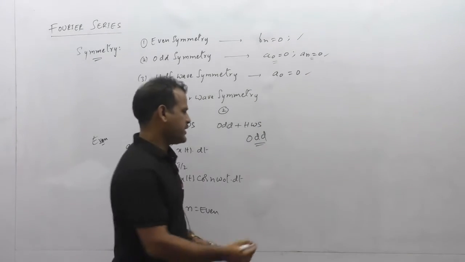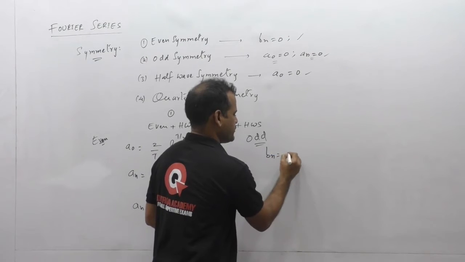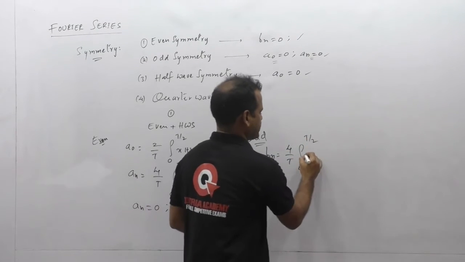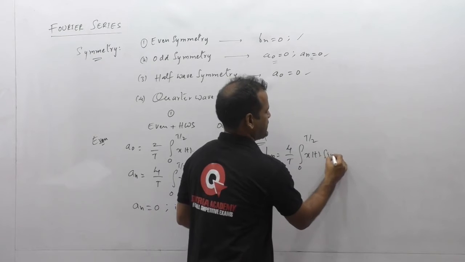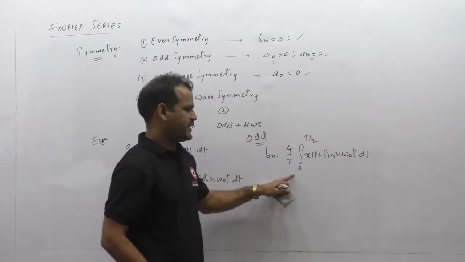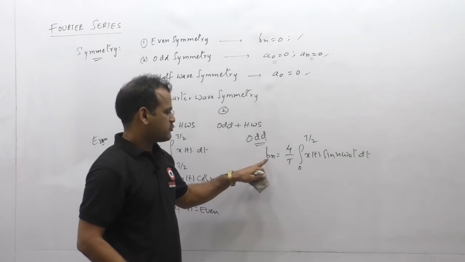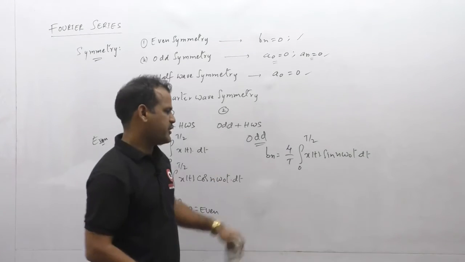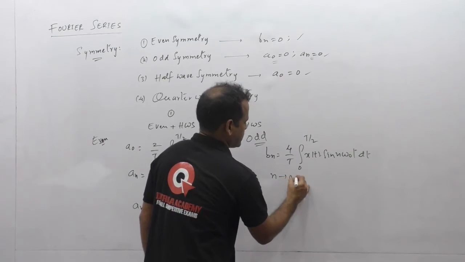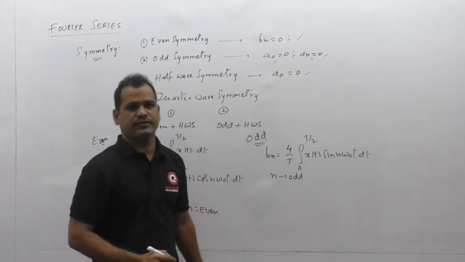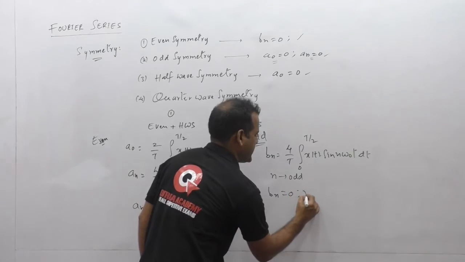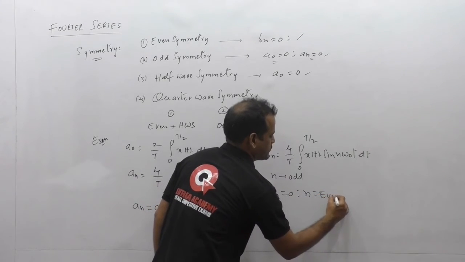Similarly, for odd symmetry, we are having A0 0 and An 0. Only the Bn coefficient we need to calculate, and that too by using the formula 4 by T integral 0 to T by 2 x of t multiplied by sin n omega naught t dt. So here also we are integrating only half of the time period, so that the length for Bn is reduced by half, and then this n value is only for odd harmonics. For n even, we can take Bn as 0.